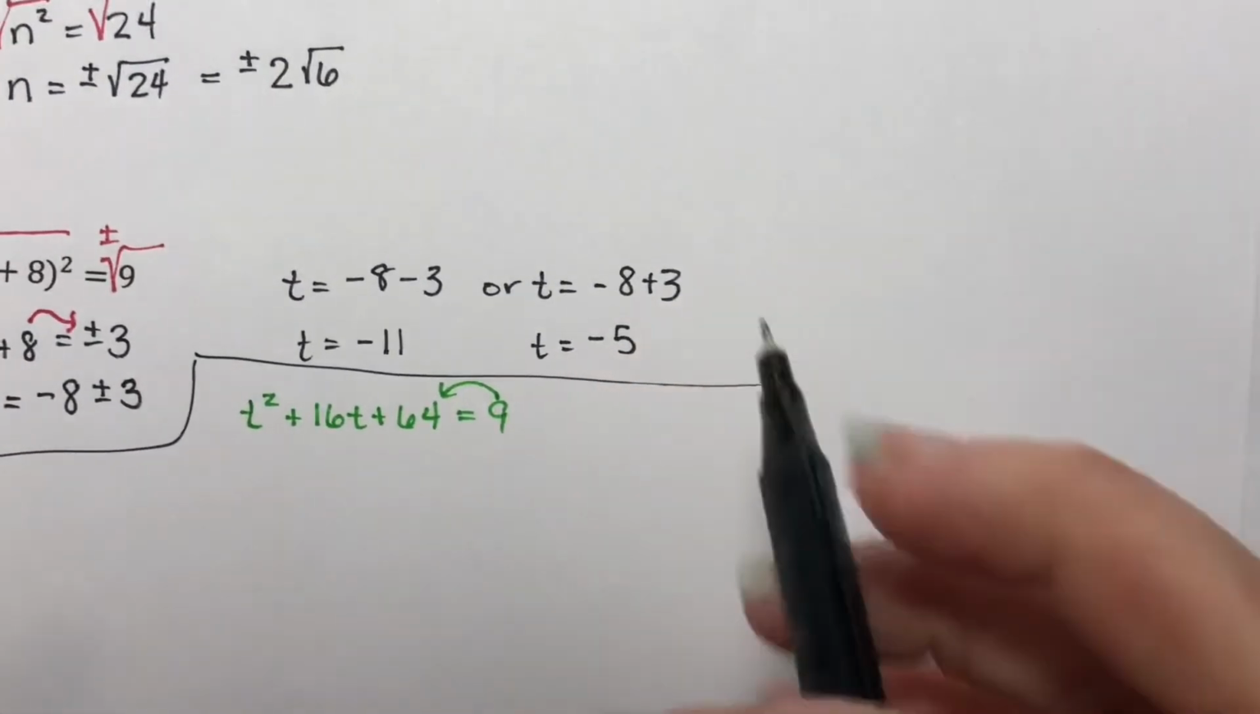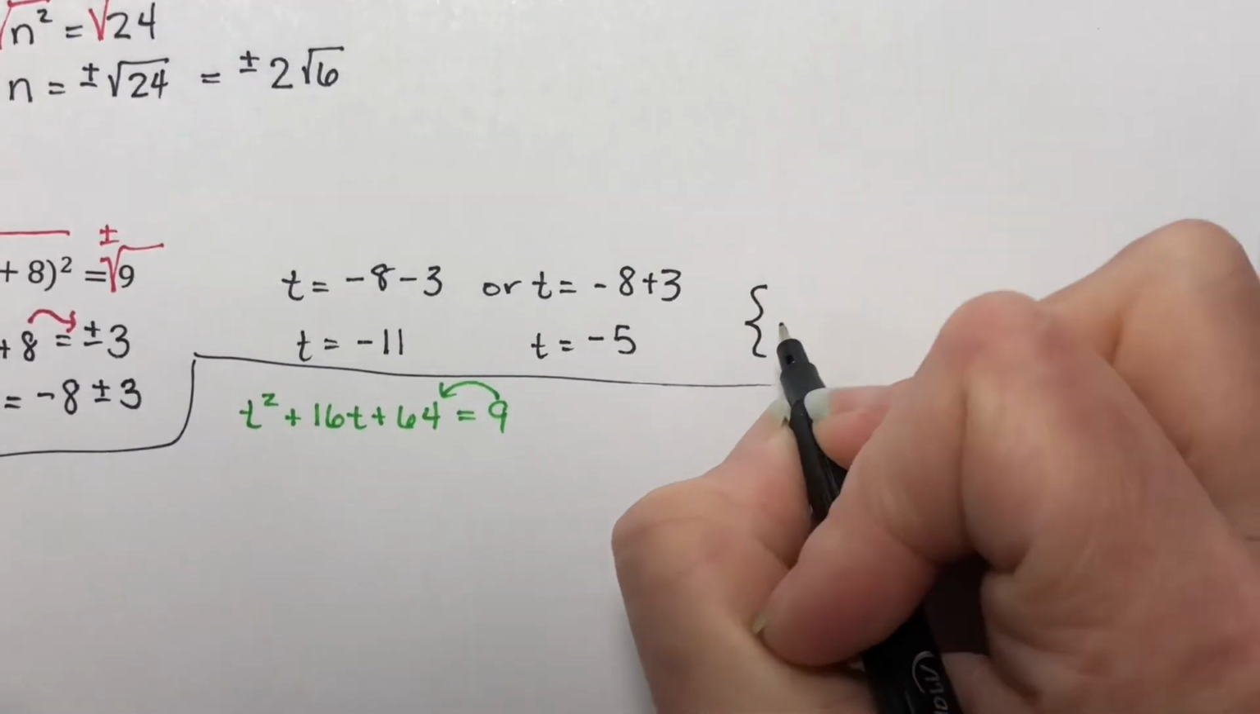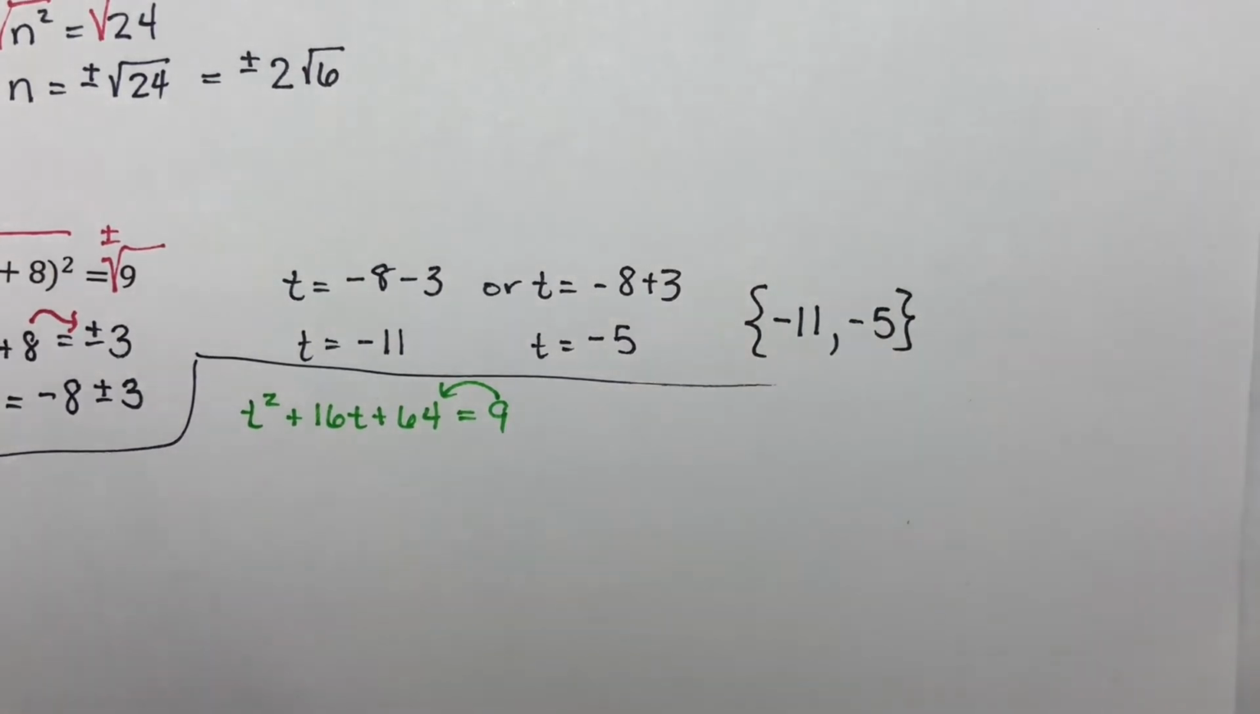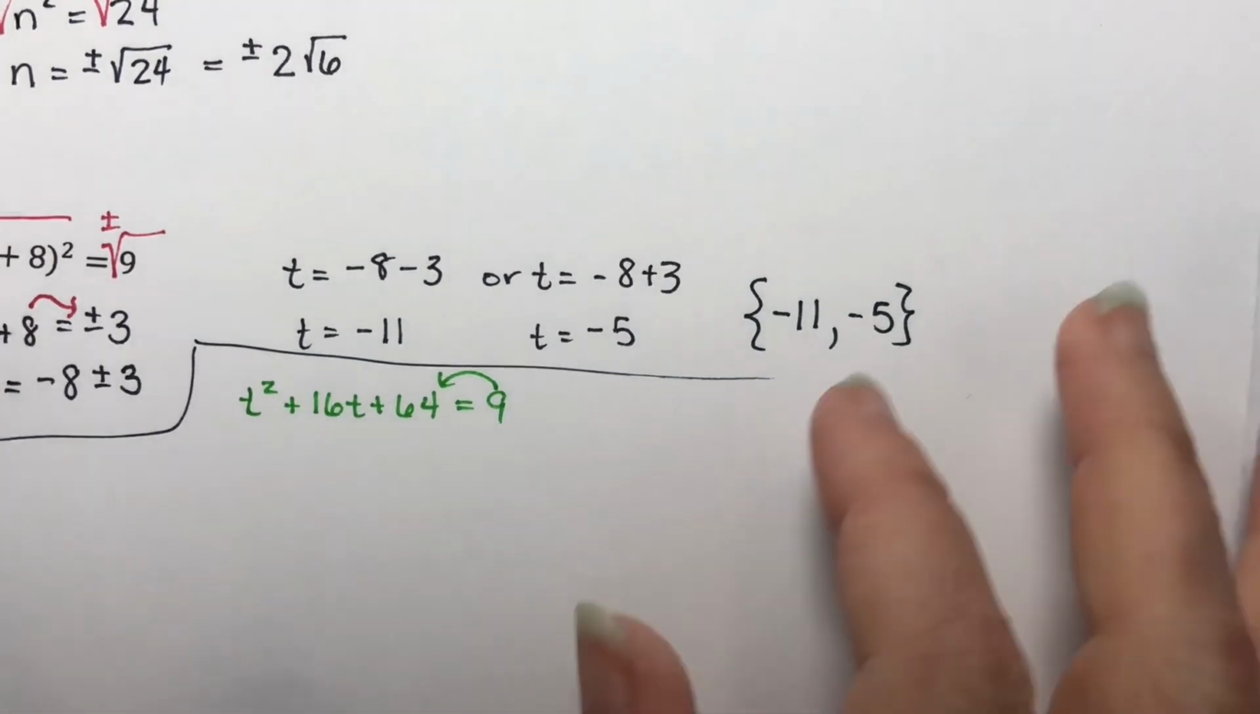Now, like I did say, you should write your answers in set notation. So I have negative 11 and negative 5 as my two answers.